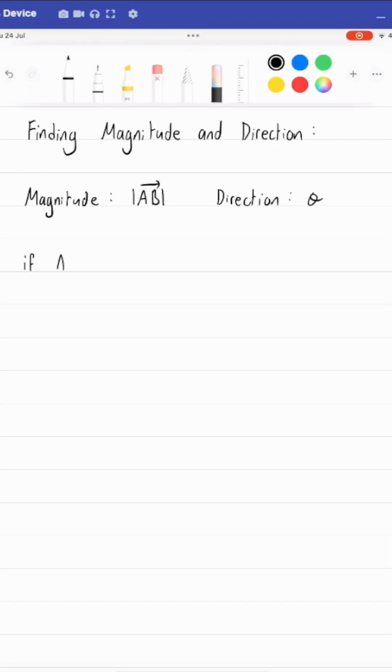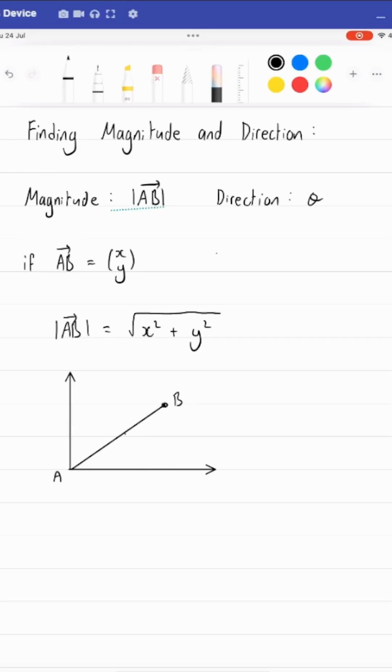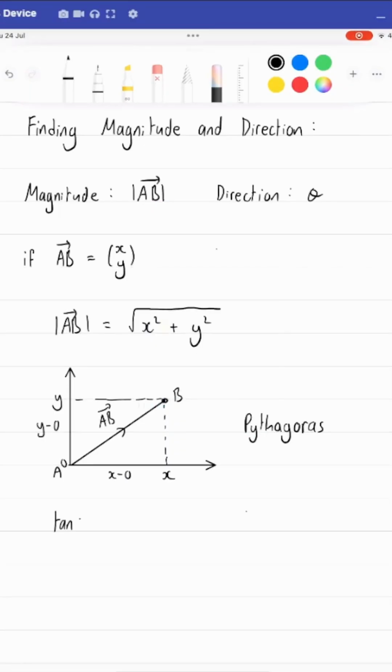When finding the magnitude, which is basically just the length of the line, we use Pythagoras' theorem. And to find the direction, we use the inverse function of tan, treating this like a triangle, so it's opposite over adjacent.